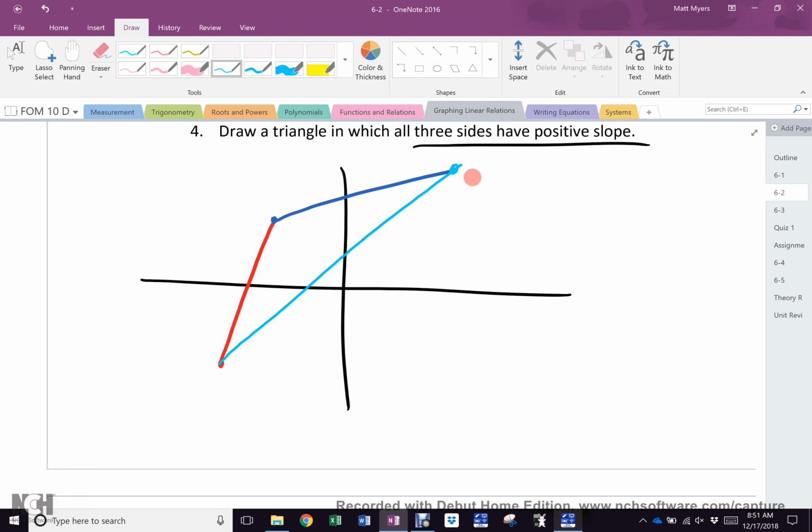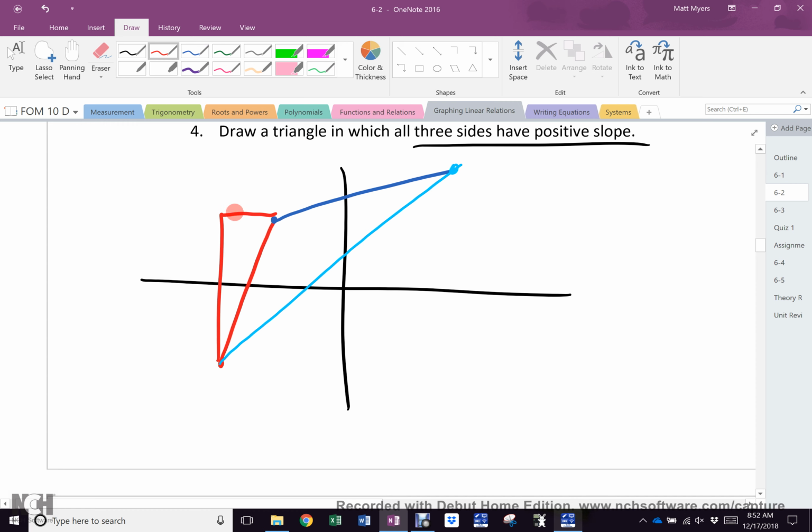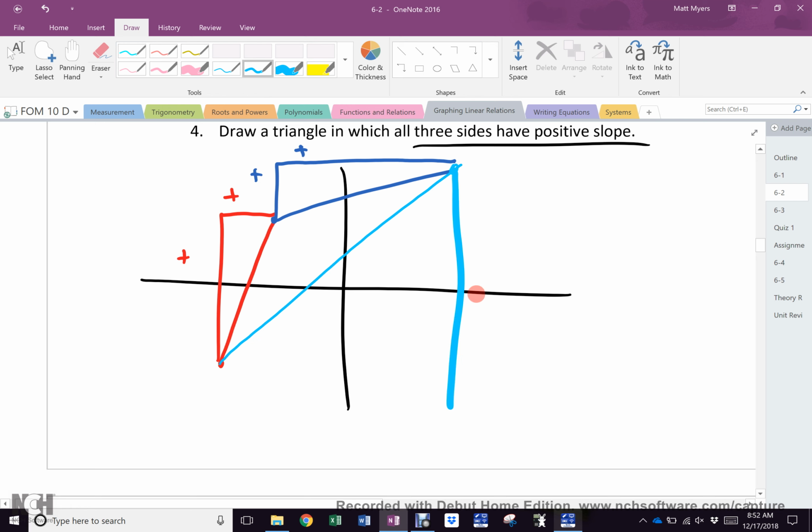From that point you went. This line is up and right, positive, positive. This line is up and right, positive, positive. This line is down, negative, and left, negative. 2 negatives make a positive. Is everybody good?